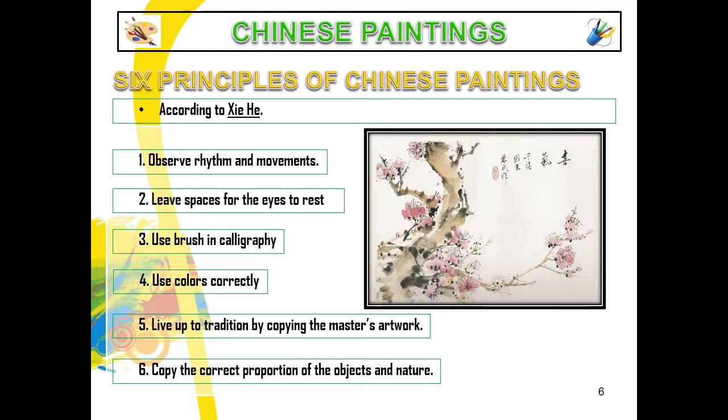If you can remember the painting with the bird and the tree or the flower, they need to be properly proportioned. It means that the bird should not be too large or the flower should not be too large to the size of the bird and vice versa. Okay? Now, let's proceed to the Japanese painting.